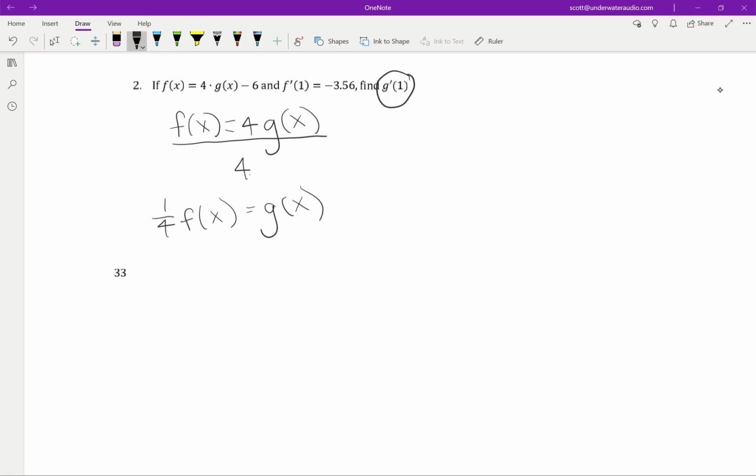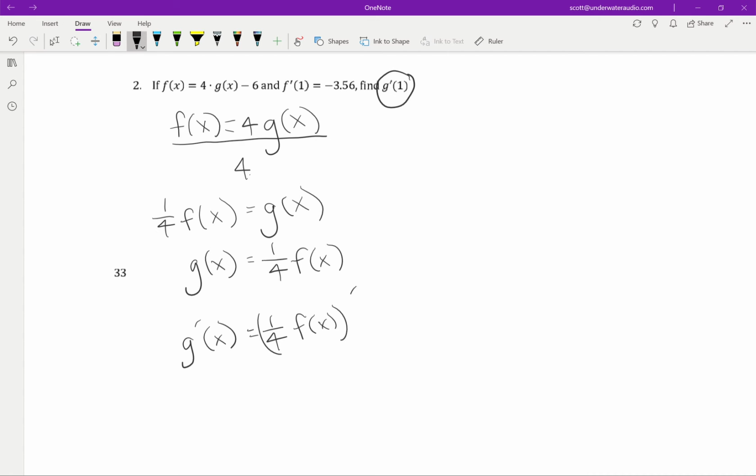So I actually think it would help if I wrote this g of x equals 1/4 f of x, just because I read left to right, that helps. So I want g prime, so I'll do the derivative on one side. G prime of x is equal to 1/4 f of x.